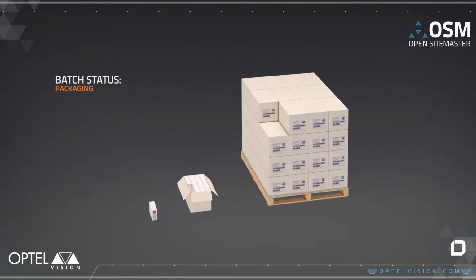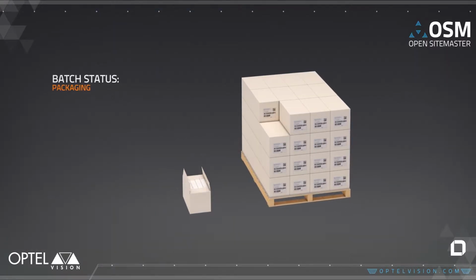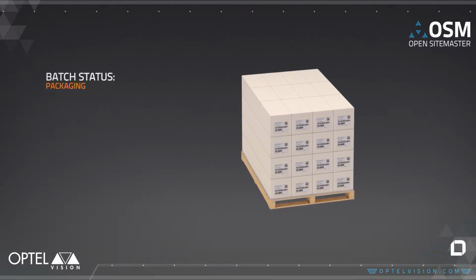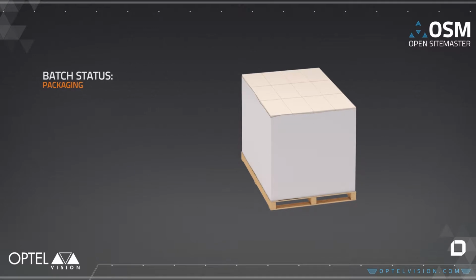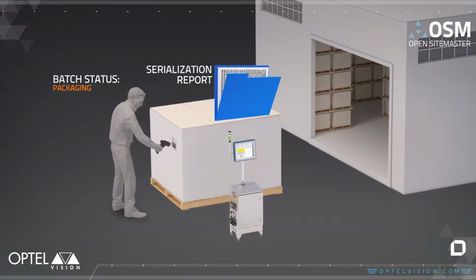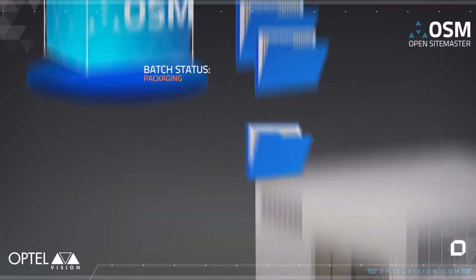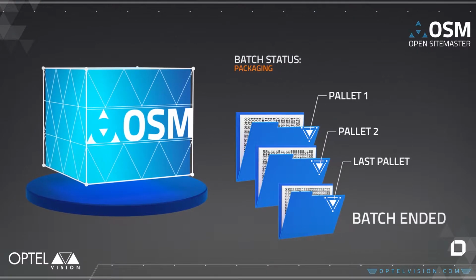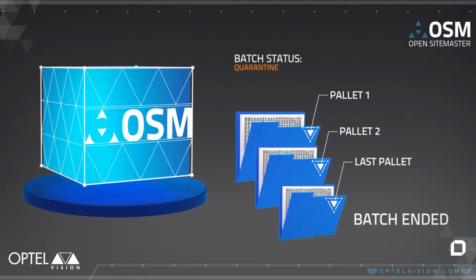Once on the packaging line, the batch status indicates packaging. OSM allows you to manage different batch statuses during the batch lifecycle. When a pallet is completed, the serial numbers of the items inside the pallet, along with their history, are transferred to OSM. When the last pallet is completed, the batch status changes to quarantine.